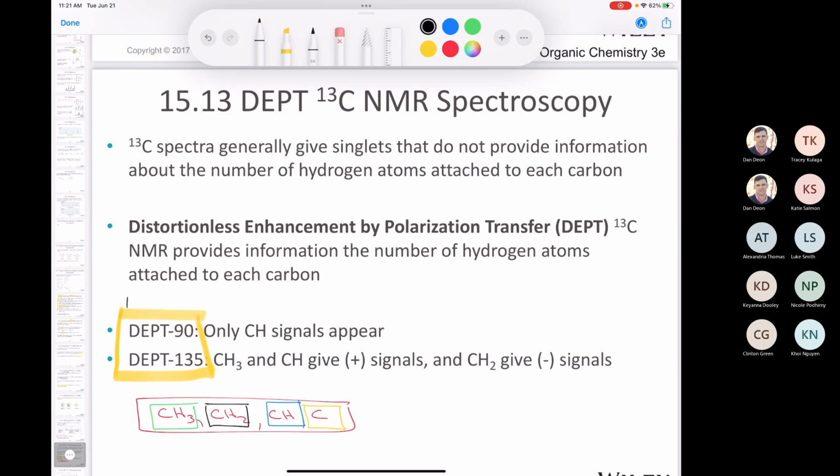Again, the first one is just the regular decoupled spectrum. Then we do the DEPT 90, then we do the DEPT 135, and we are able to identify every type of carbon in our carbon-13 spectrum.